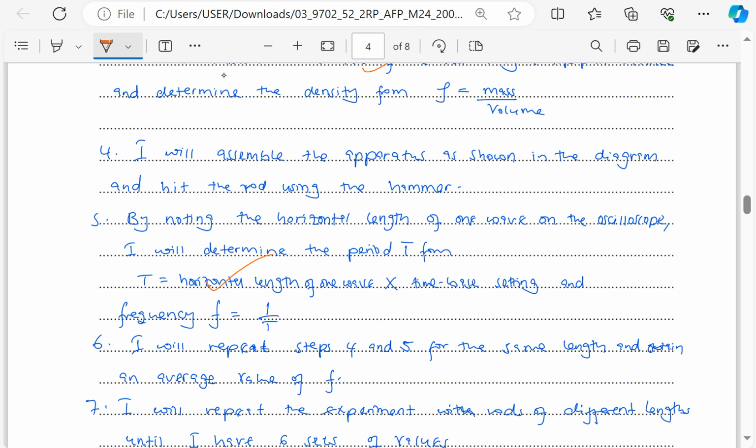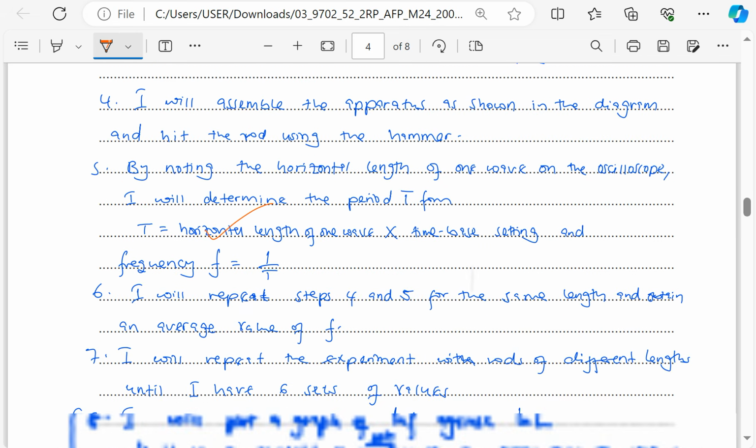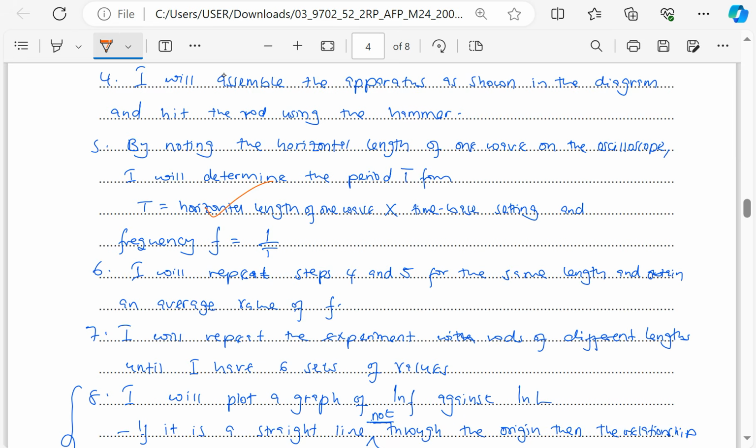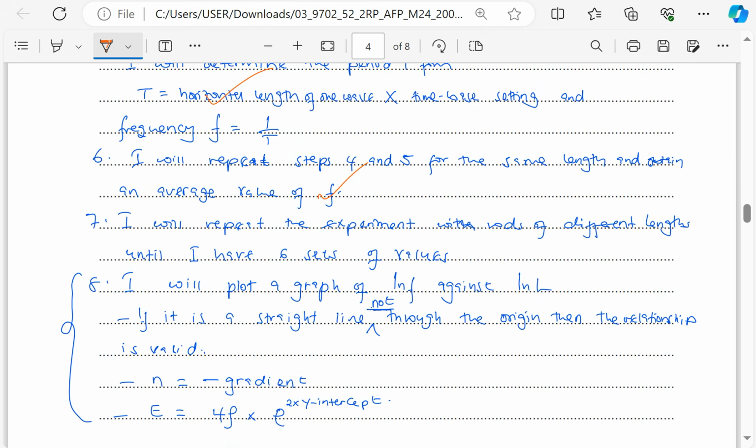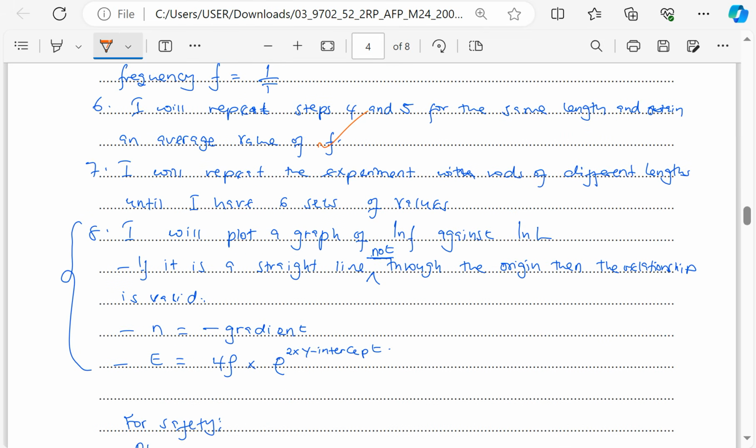You will determine the period from T equal to the horizontal length of one wave times the time base setting, that's a mark, and f is equal to 1 over T. Then you repeat steps to get the average value of f, that is a point. Then you repeat the experiment to get different values. The graph to be plotted, that is a point. It is a straight line but does not go through the origin.